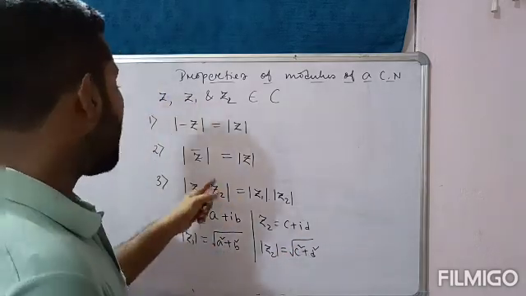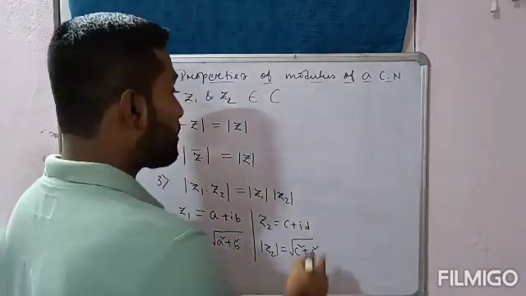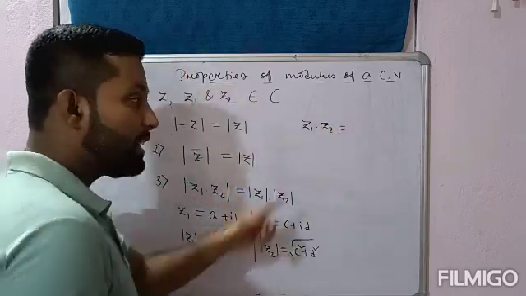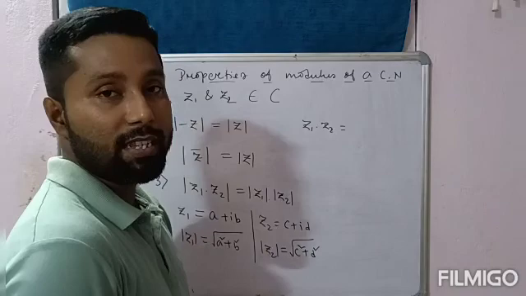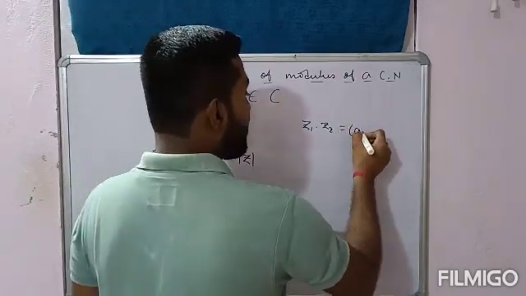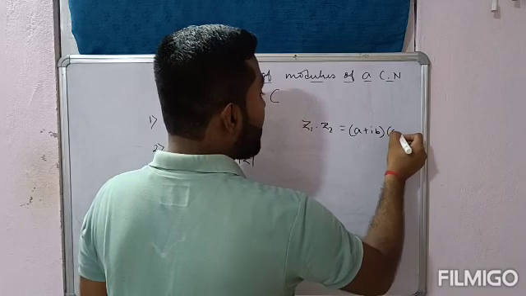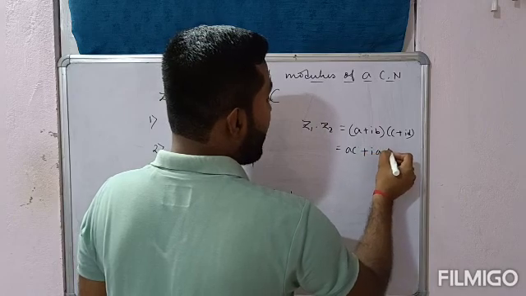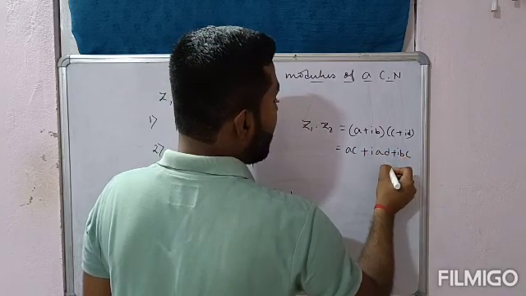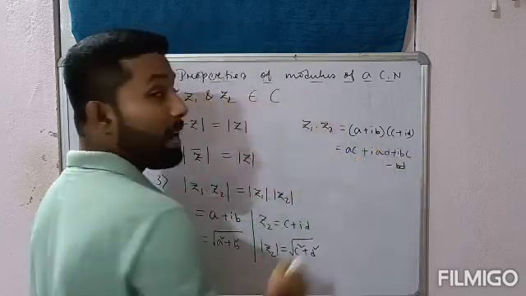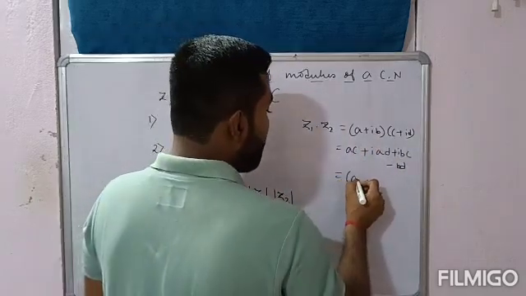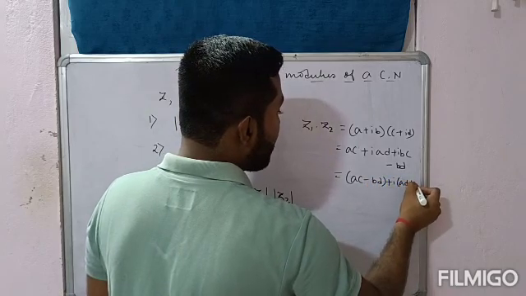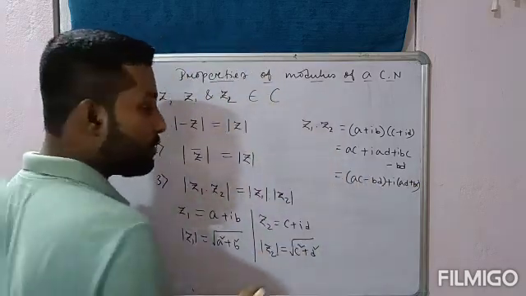Now what about the left hand side? Modulus of z1 into z2 is there. So let us find first z1 into z2. If you know the value of z1 into z2, then only we can find the modulus. So a plus ib into c plus id. Expand it: ac plus i into ad plus i into bc minus bd. I into i is i square, that is minus 1. So ac minus bd plus i into ad plus bc. This is the value of z1 into z2.